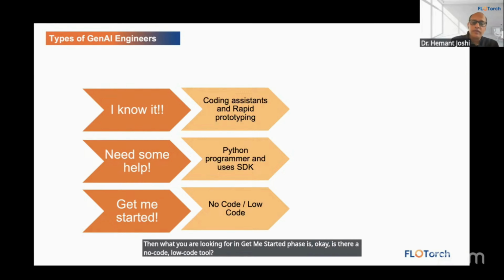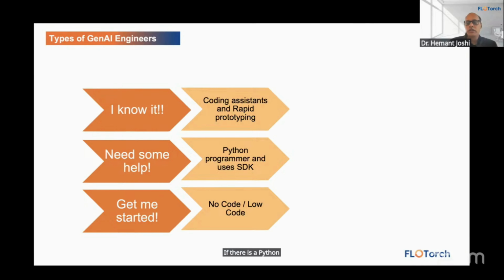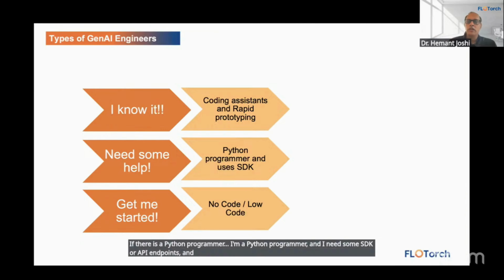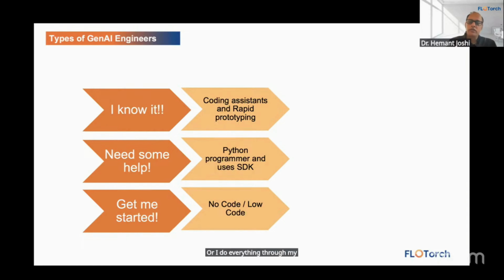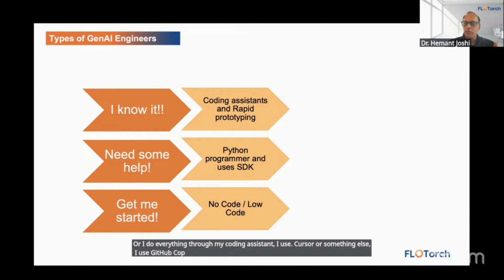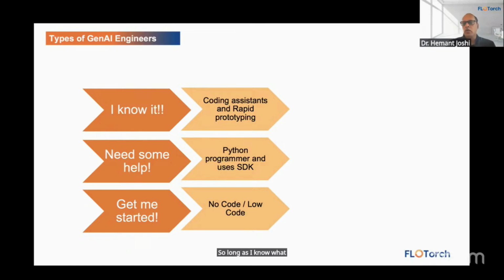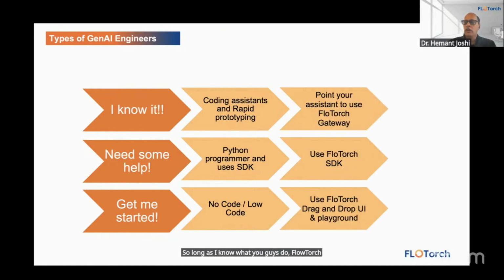If there is a Python programmer, I'm a Python programmer and I need some SDK or API endpoints and I can get the job done. Or I do everything through my coding assistant. I use Cursor or something else. I use GitHub Copilot and I do rapid prototyping. So long as I know what you guys do, FloTorch, I can actually use it, right?